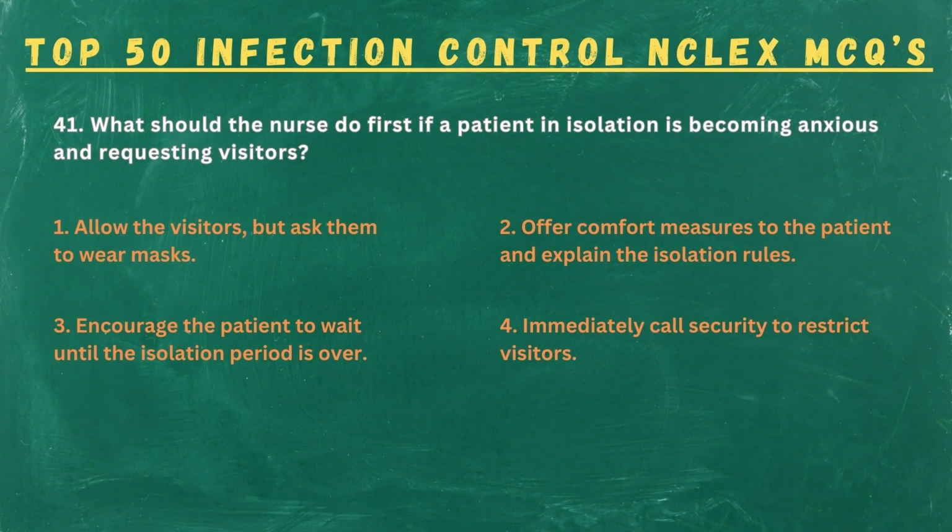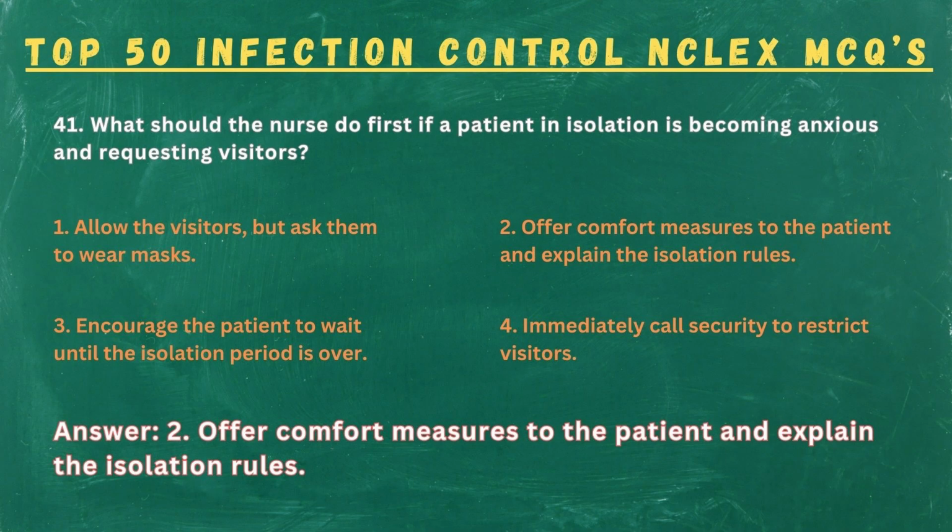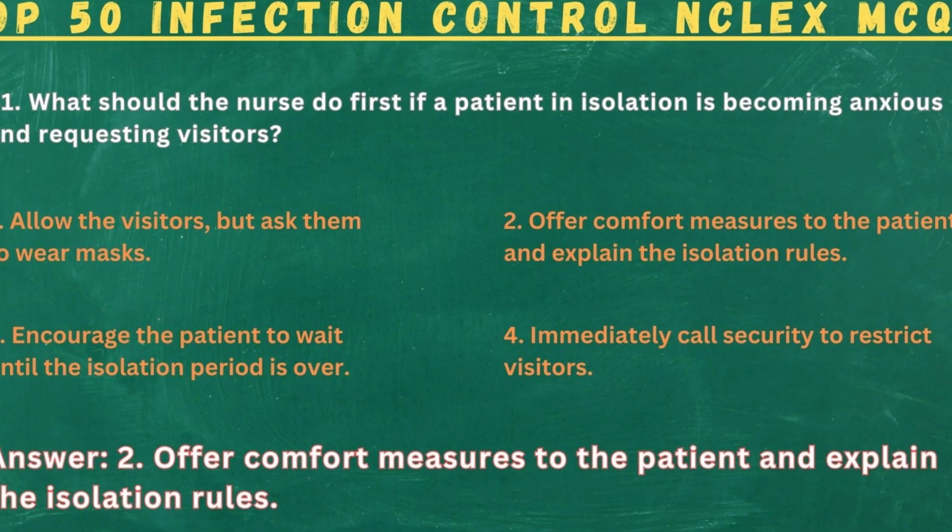41. What should the nurse do first if a patient in isolation is becoming anxious and requesting visitors? 1. Allow the visitors but ask them to wear masks. 2. Offer comfort measures to the patient and explain the isolation rules. 3. Encourage the patient to wait until the isolation period is over. 4. Immediately call security to restrict visitors. Answer: 2. Offer comfort measures to the patient and explain the isolation rules.